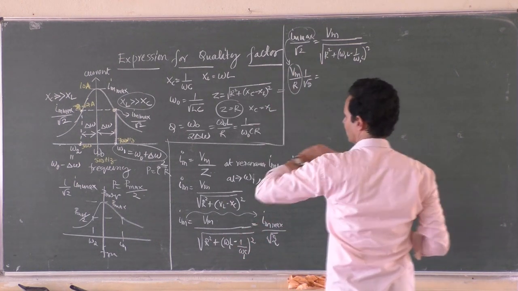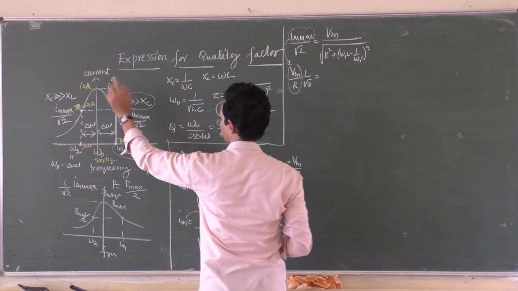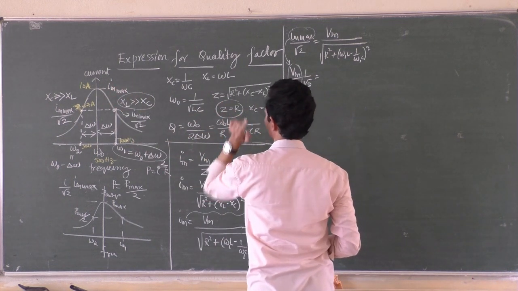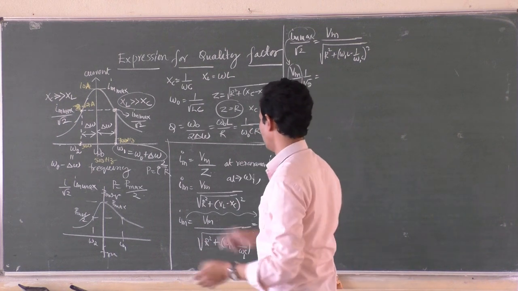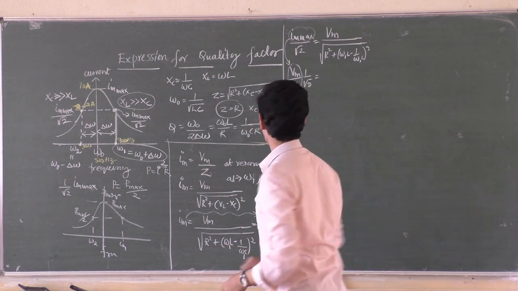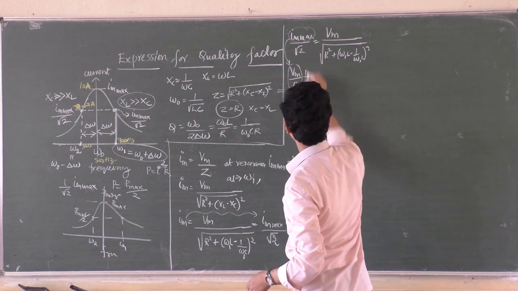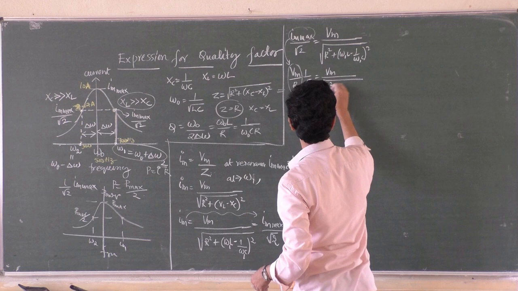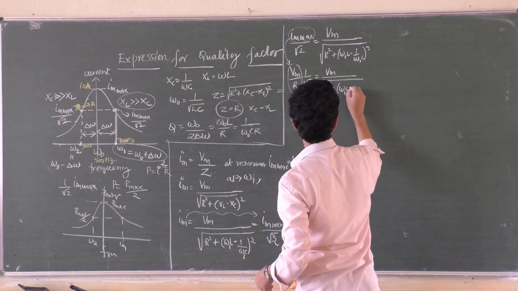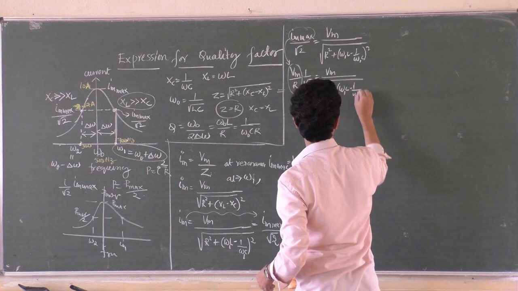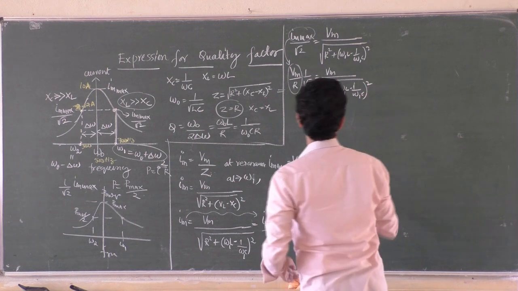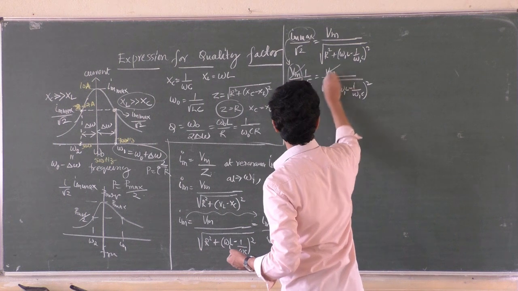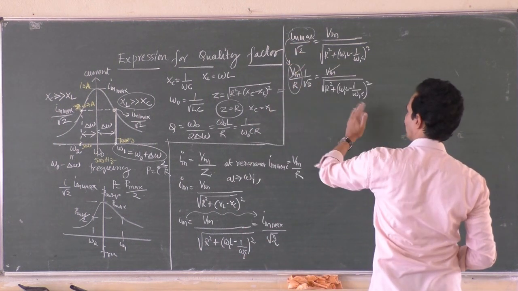Hope you have followed. The highest peak value of current occurs when Z becomes equal to R. Im is equal to Vm by Z is the common formula, but Im maximum is Vm by R. So Im maximum by root 2, Vm by R by root 2, is equal to Vm divided by root of R square plus (omega 1 L minus 1 by omega 1 C) whole square. Vm gets cancelled.